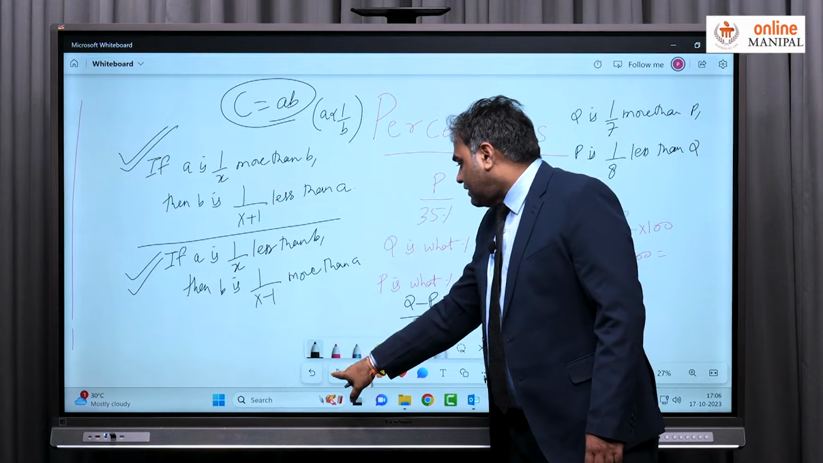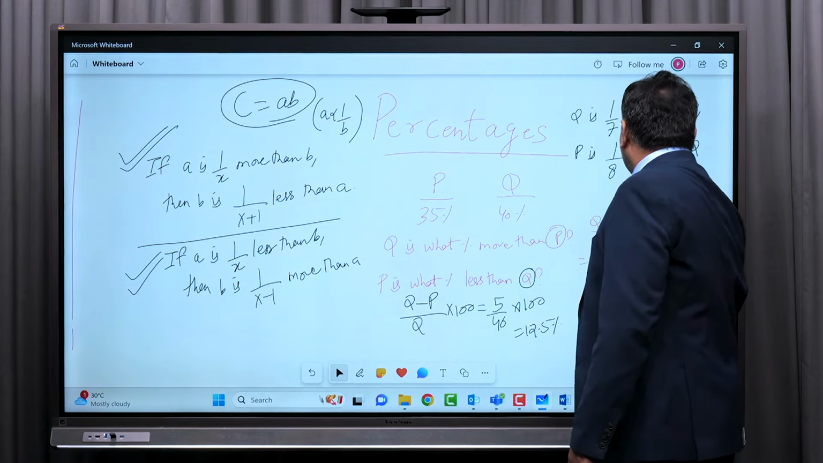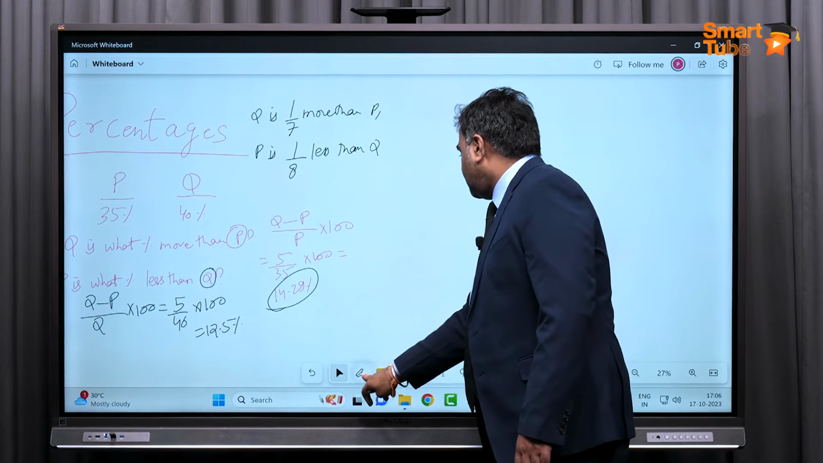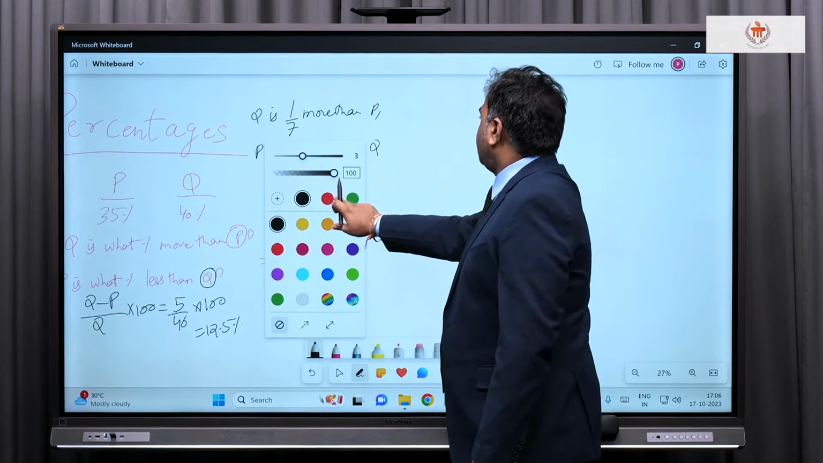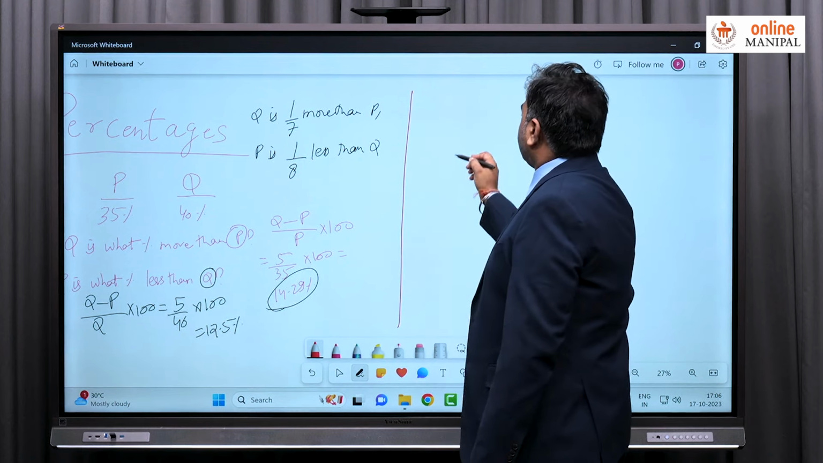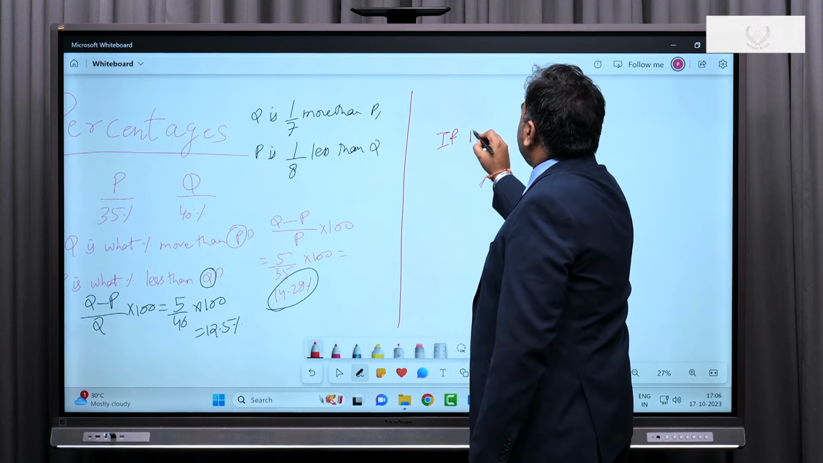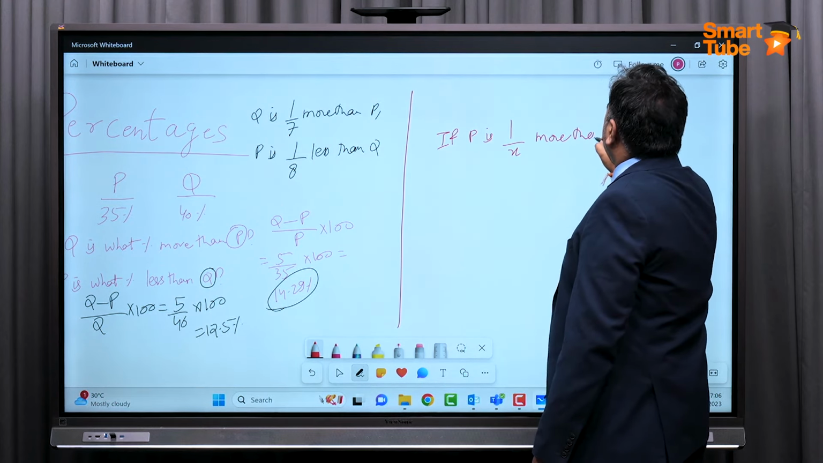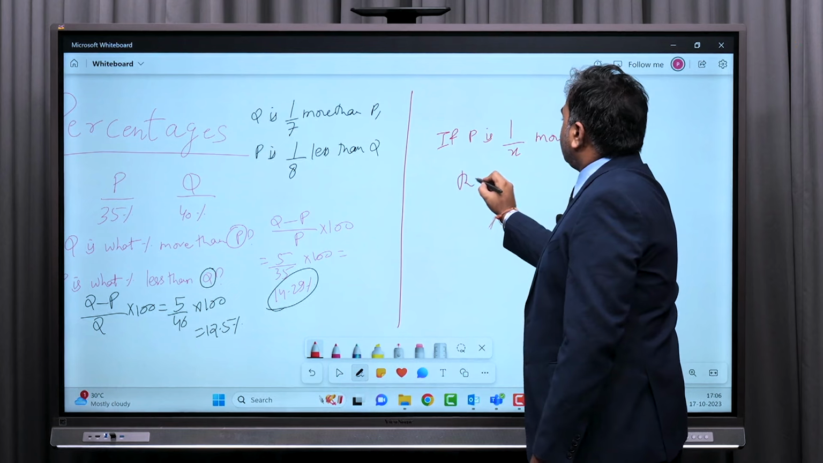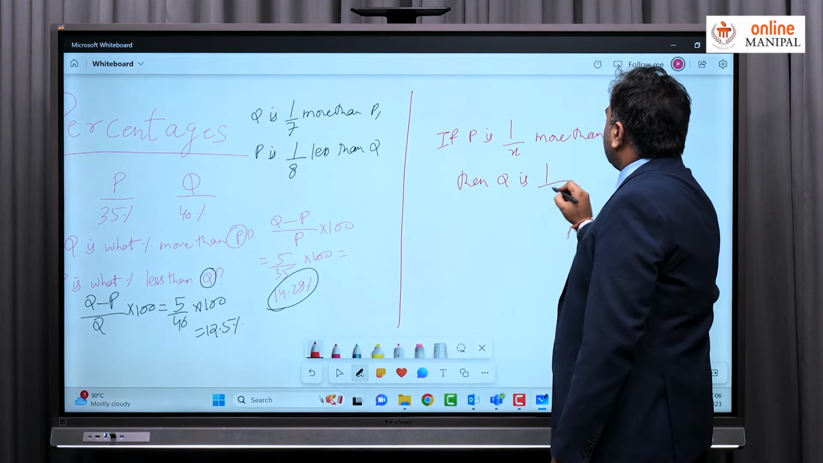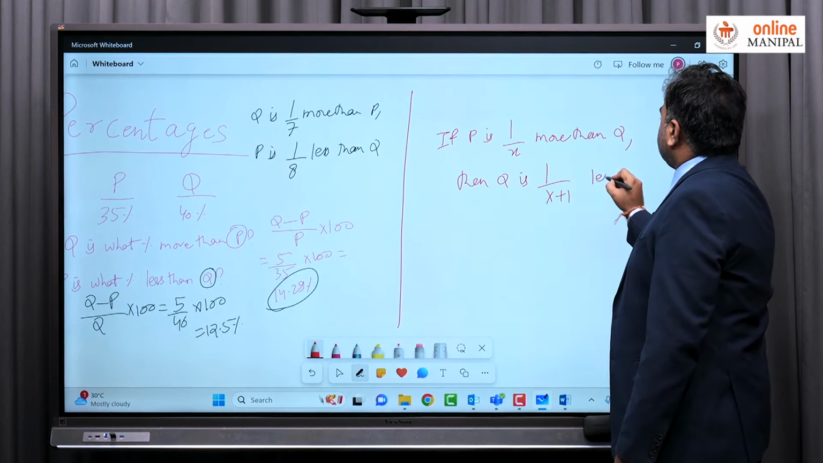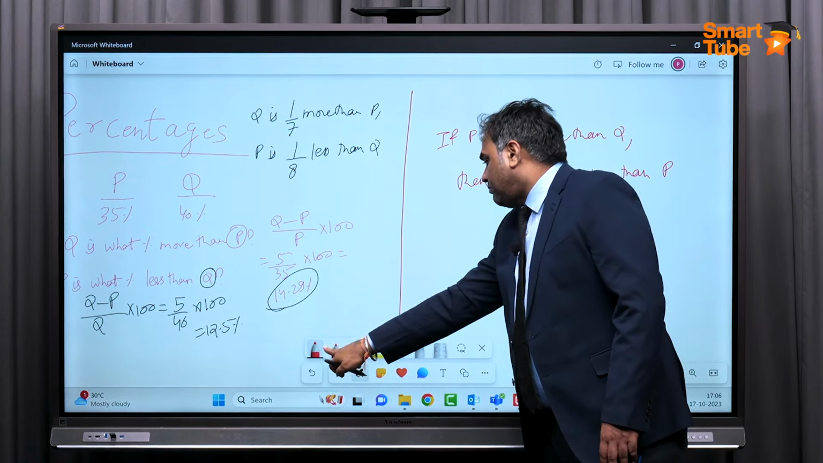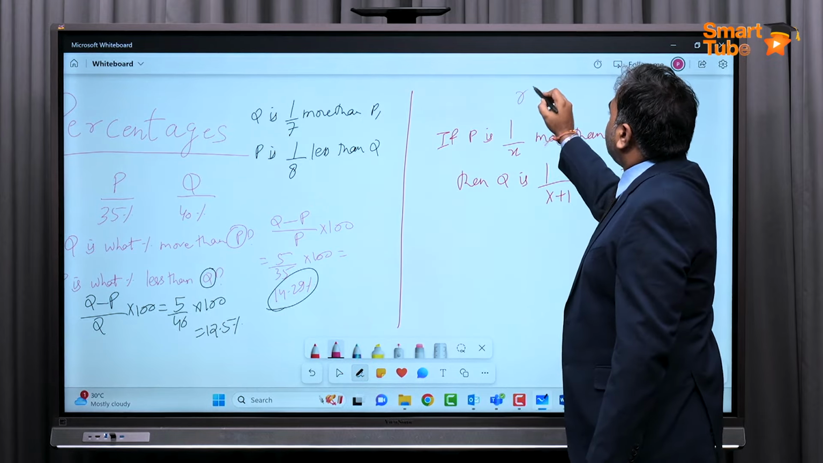Okay. Going further, the same logic, you can remember this. So I said if P is 1 by X more than Q, then Q is 1 by X plus 1 less than P. Okay. You can remember it this way, or you can remember it in the other way, in terms of percentage.